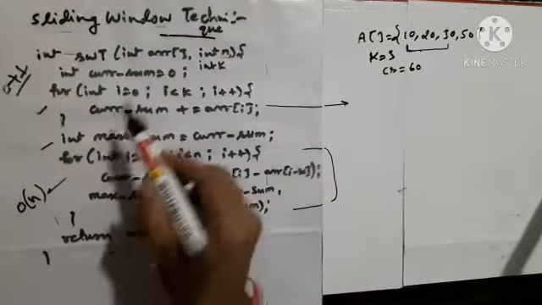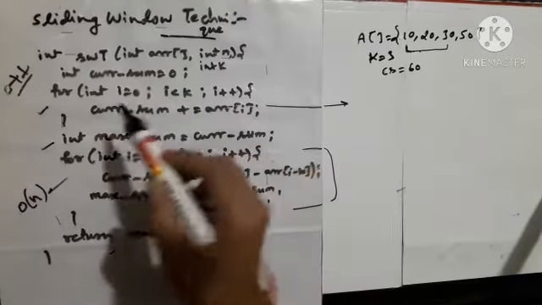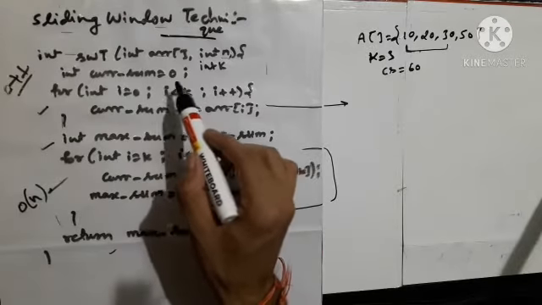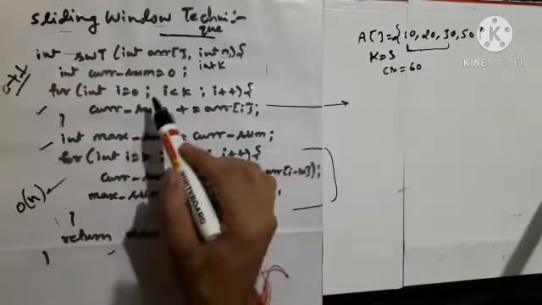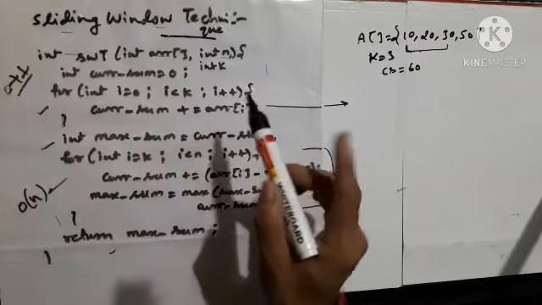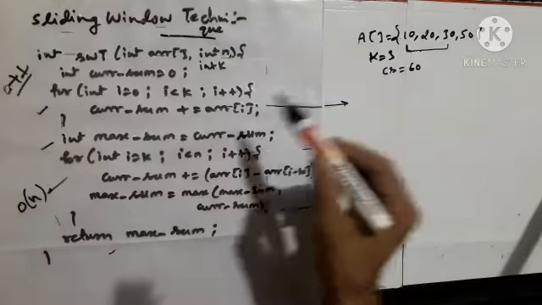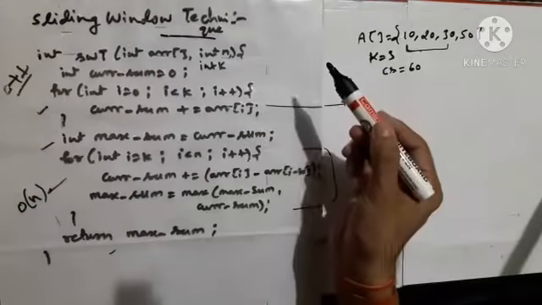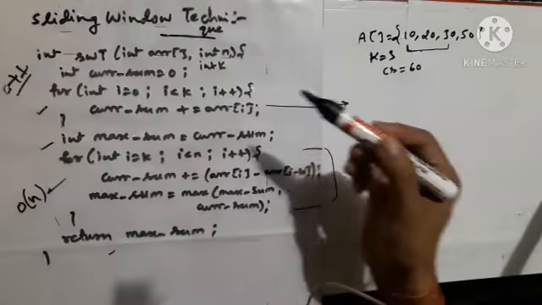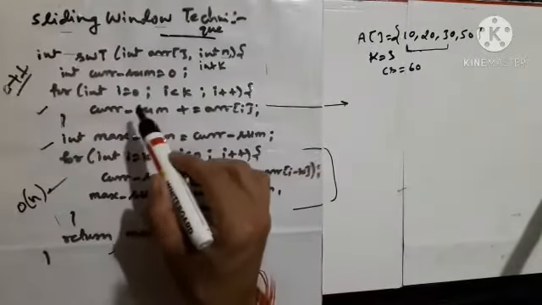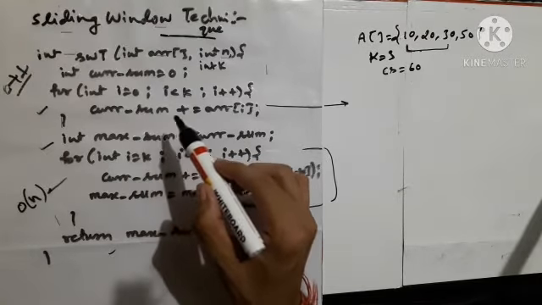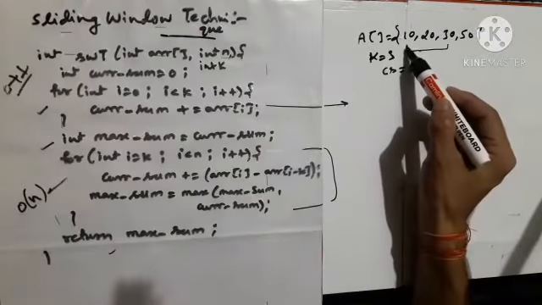I'm showing how to dry run this code. Int current sum equals 0. That means initially I have assumed that my current sum is 0, and now this loop runs only k times. Since k is 3, this loop will run only 3 times, and the rest of the loop will give you the max sum. Now this loop does nothing but calculate the sum for the current window, that means from the 0th index till index 2.